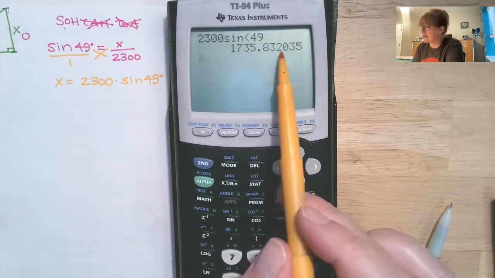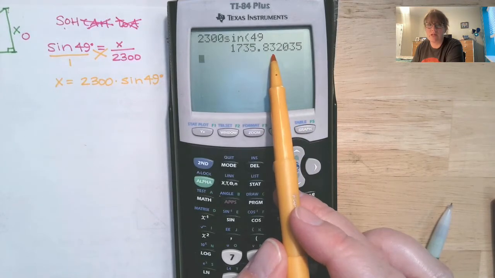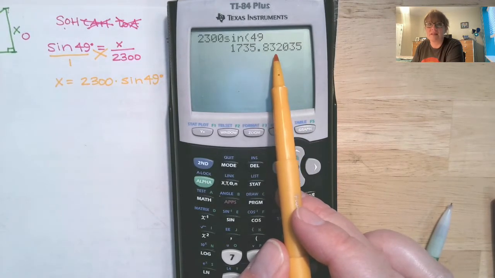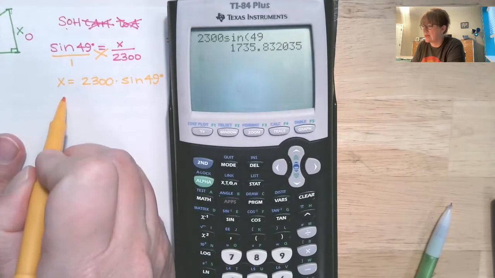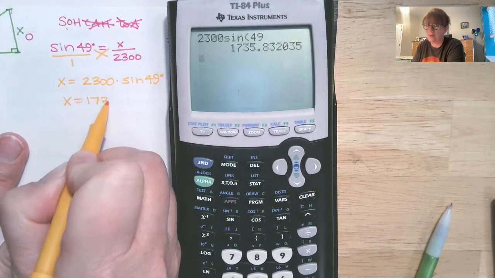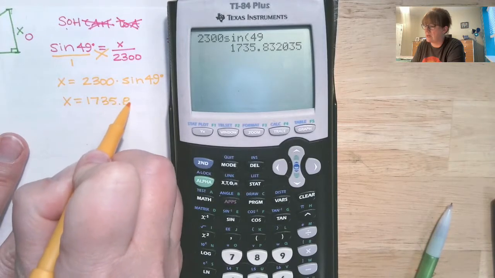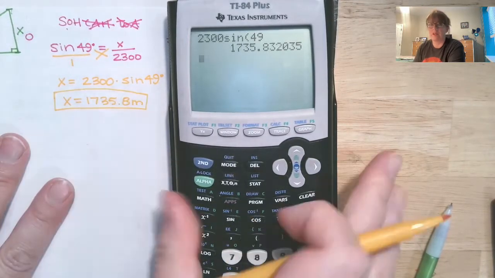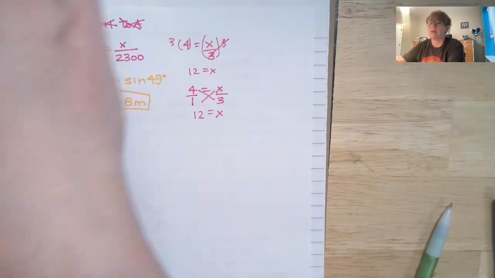So we're going to look at the second number, which is 3, and we're not going to round that up because that's less than 5. So we're going to say the height of this guy is 1,735.8 meters. And that's that one. Okay, let's try another one.